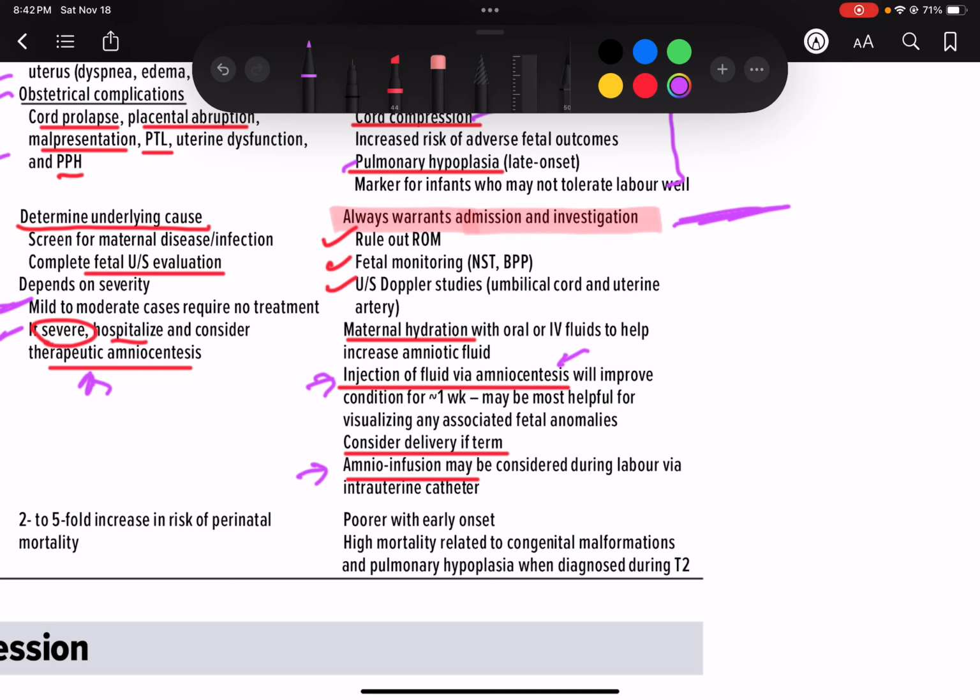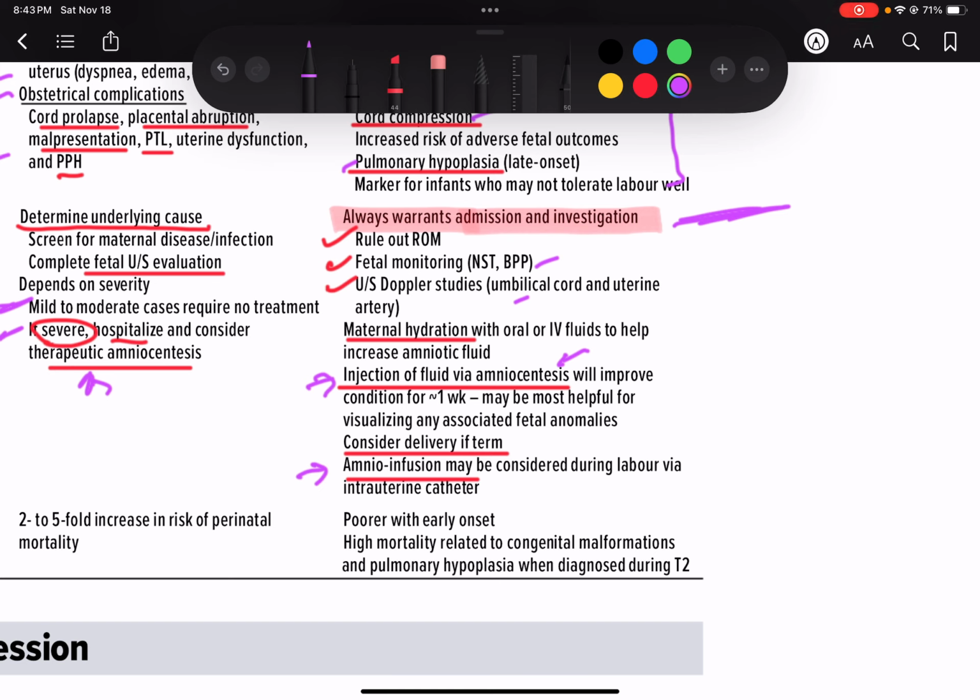That is like normal, right? Physiological. So not the rupture of membranes, but if there is rupture of membranes, of course, there's leakage of fluid, and there would be oligo. Fetal monitoring, making sure of fetal well-being, and ultrasound Doppler studies, umbilical cord and uterine artery.